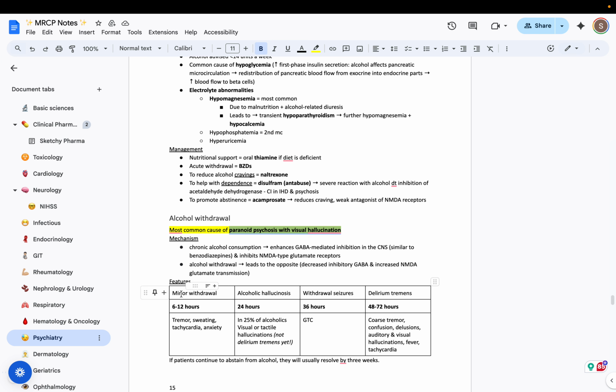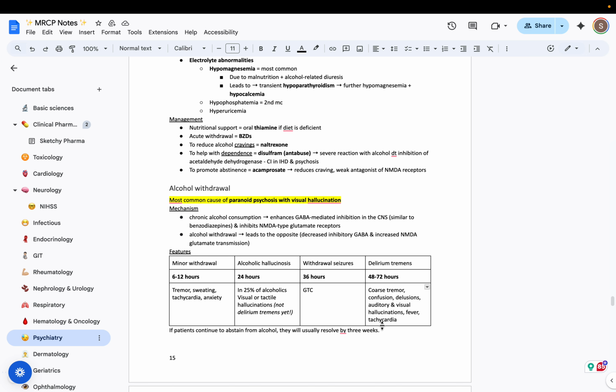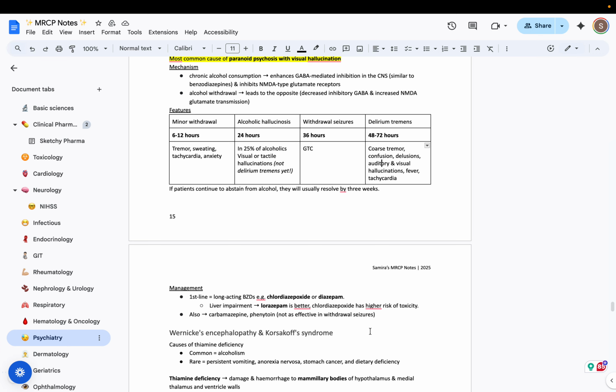excitatory symptoms. 6 to 12 hours would be minor withdrawal: tremors, sweating, tachycardia, anxiety. This is when you would give them benzodiazepines. Alcoholic hallucinosis within 24 hours, visual or tactile hallucinations, but not tremens yet. Withdrawal seizures happen after 36 hours, generalized tonic-clonic seizures, and then delirium tremens happens within 2 to 3 days: coarse tremor, confusion, delusion, hallucinations, fever, tachycardia. These symptoms will resolve by 3 weeks if the patient continues to abstain.